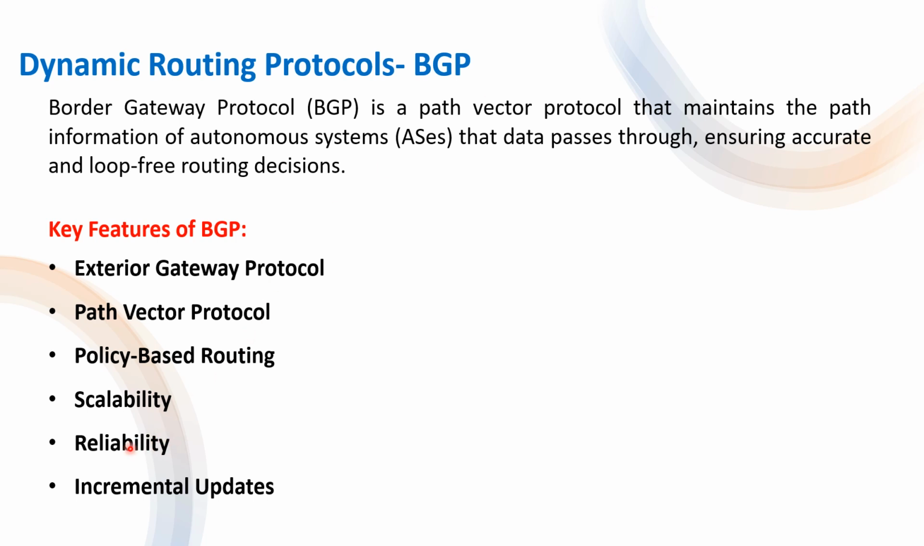BGP uses TCP for reliable communication between routers. This ensures that the router updates are transmitted securely and accurately. And finally, instead of sending the entire routing table periodically, BGP only sends updates when there is a change in the network. This reduces bandwidth usage and allows for more efficient operation.